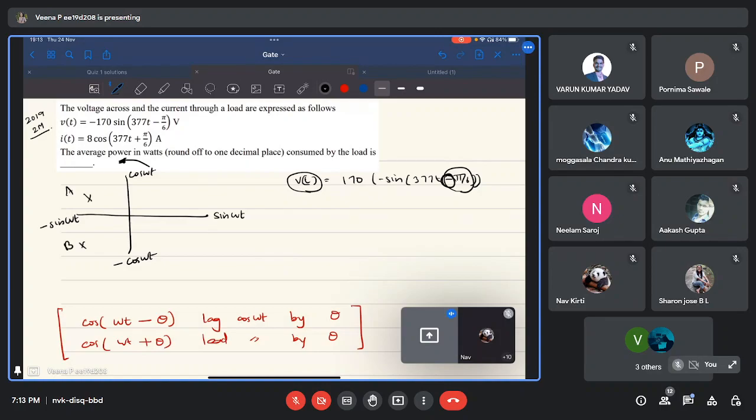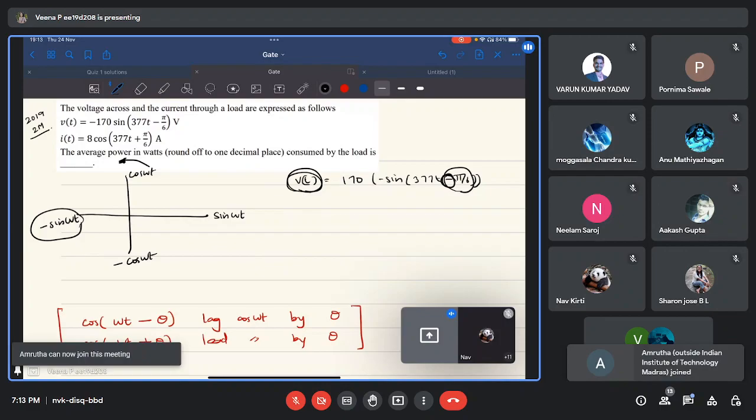This is A, this is B. It will come in which quadrant? In the given rotation, you know that when it comes before it, A. Correct. So when it is lagging, it will come behind minus sin omega t. So minus sin omega t is here. So V of t will lag minus sin omega t by 30 degrees. So your V vector will come here.